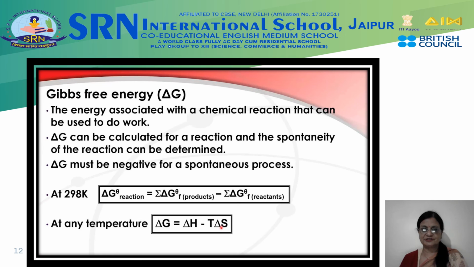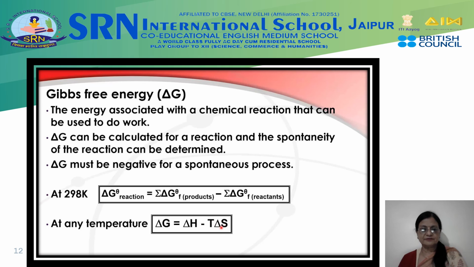Gibbs free energy, denoted by delta G. It is defined as the energy associated with a chemical reaction that can be used to do work. So, Gibbs free energy change can be calculated for a reaction, and the spontaneity of the reaction can be determined. For a spontaneous process, delta G should be negative.